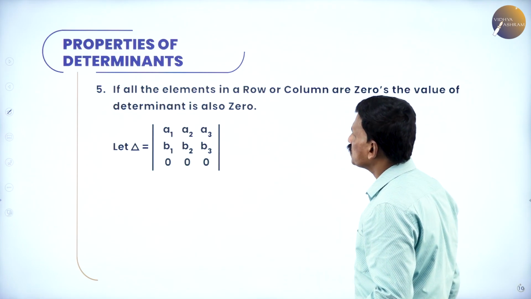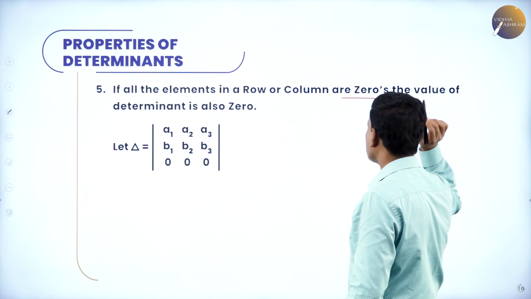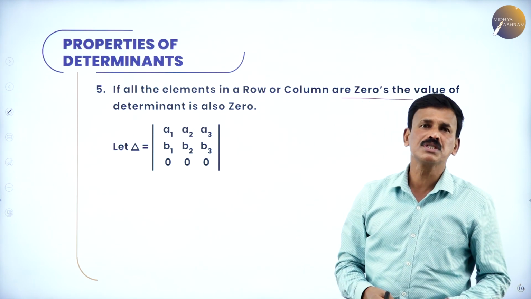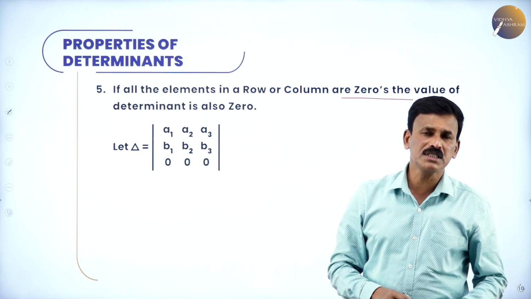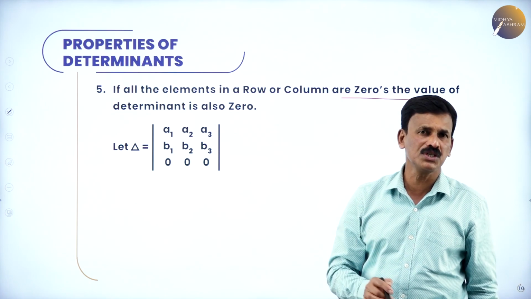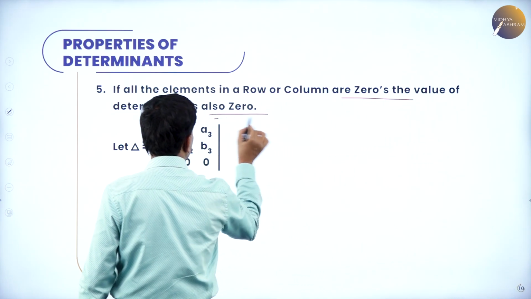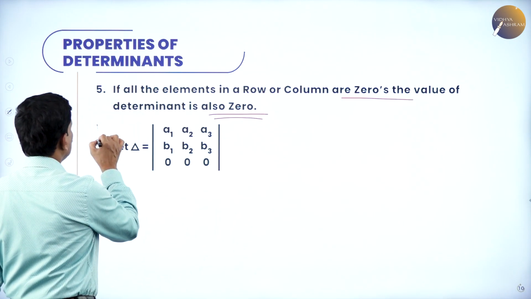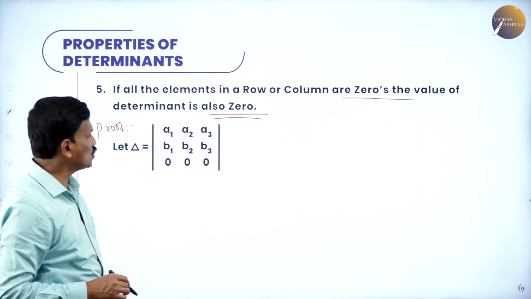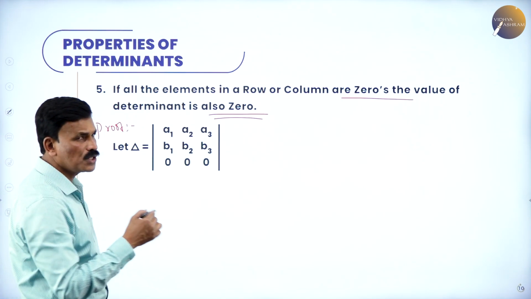What is the next property? If all the elements in a row or column are zeros, this is also very important. If all the elements in a row or column are zeros, then the value of a determinant itself is 0. If all the elements in any row or column are zeros, then the value of a determinant is also equal to 0. Now, let us verify that. Proof. Let delta is equal to A1, A2, A3, B1, B2, B3, 0, 0, 0.